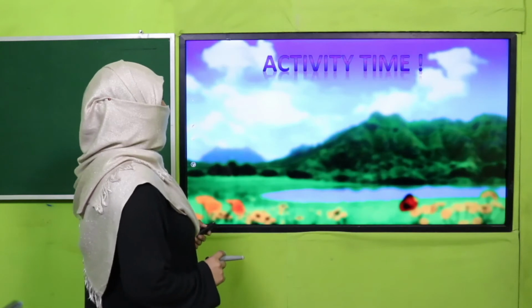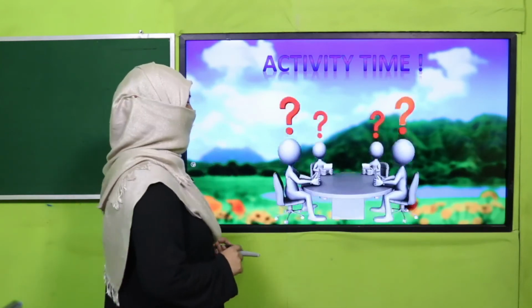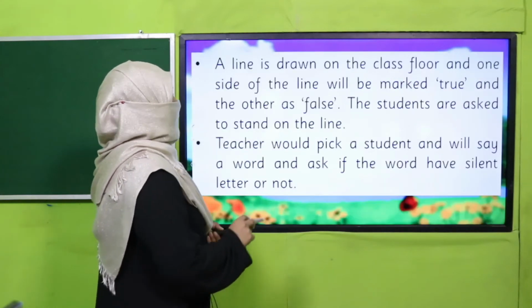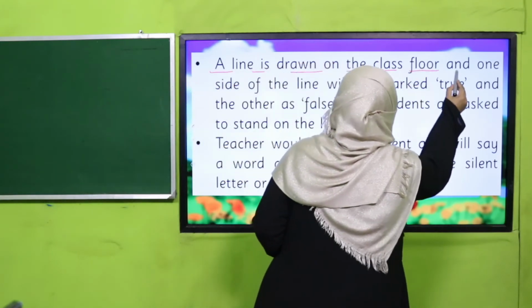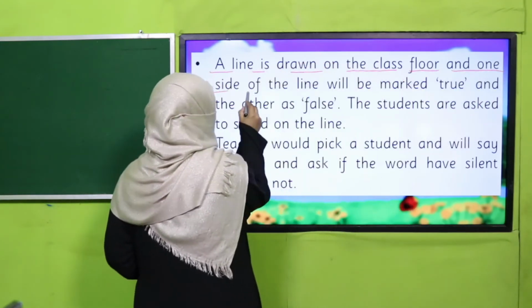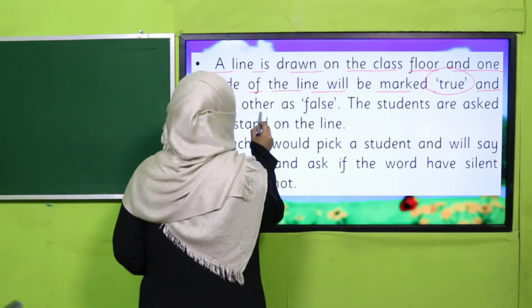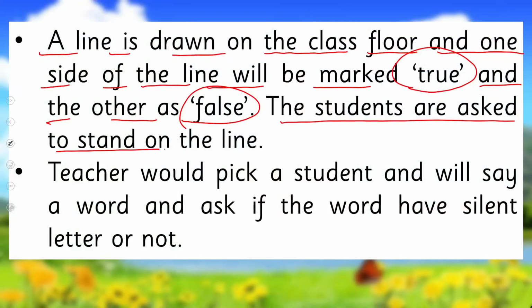So in this way, we learned about silent letters. It's our activity time now. What are we going to do? The teacher will draw a line. A line is drawn on the class floor and one side of the line will be marked true and the other as false. The students are asked to stand on the line.